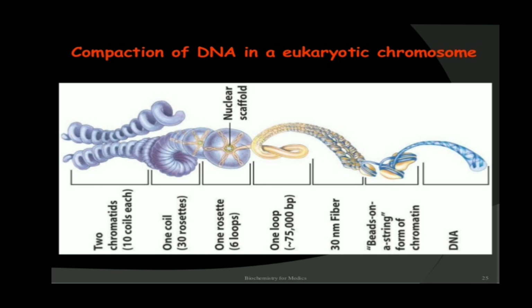So 30 different rosettes will coil to form one coil, right? And this coiling will continue. So 10 different coils get together to form the structure of two chromatids. In this way the DNA gets condensed to form the structure of chromosomes. So here you can see the chromosomes.